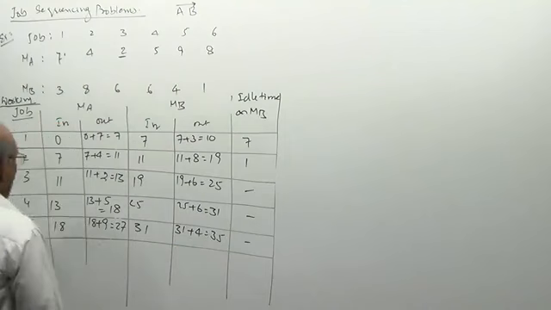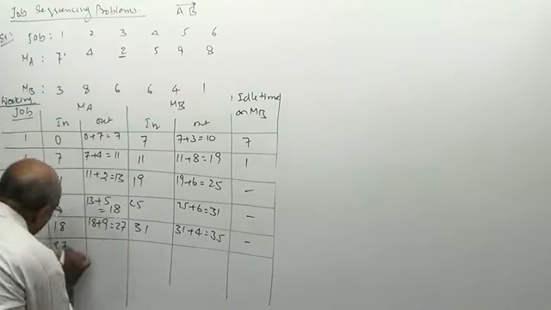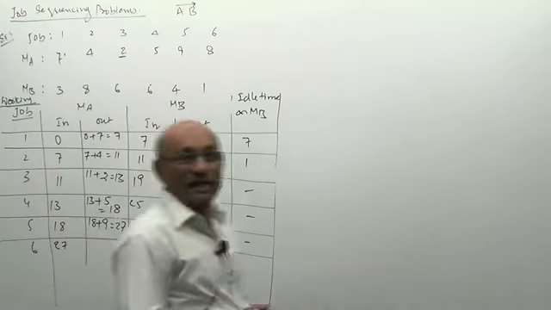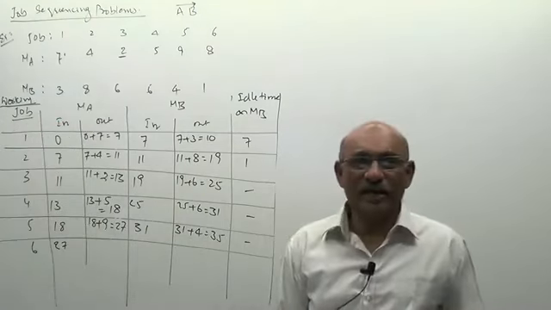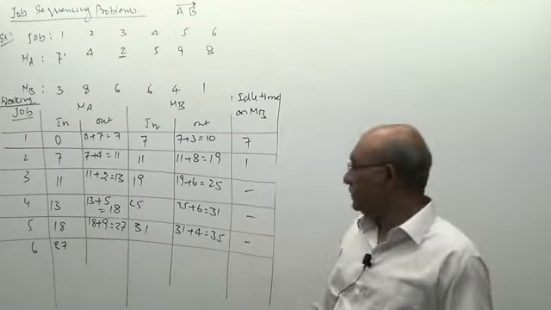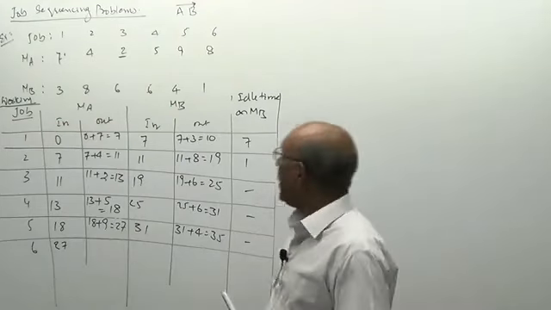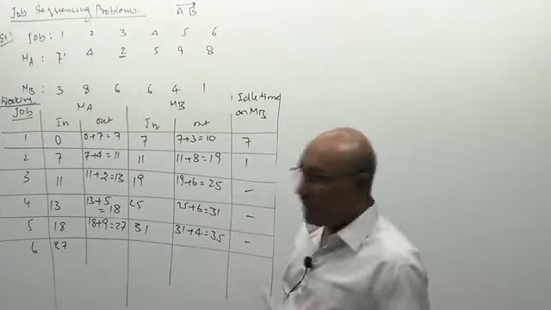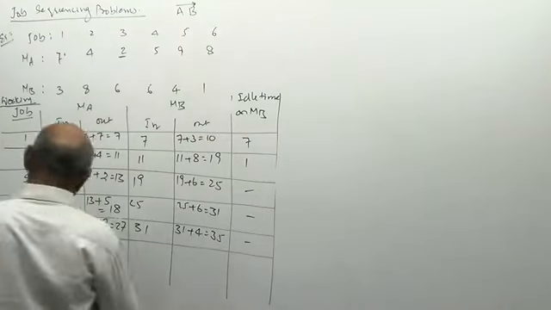Finally, sir, job number 6. At what time will it enter into machine A? At the end of the 27th hour. Okay. Job number 6 will take how many hours? 8 hours.